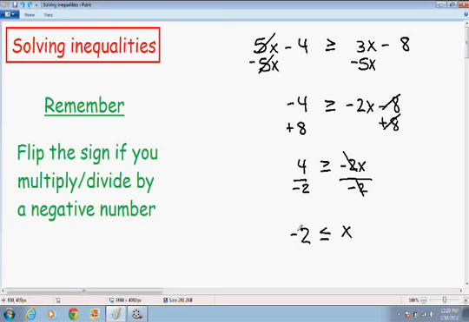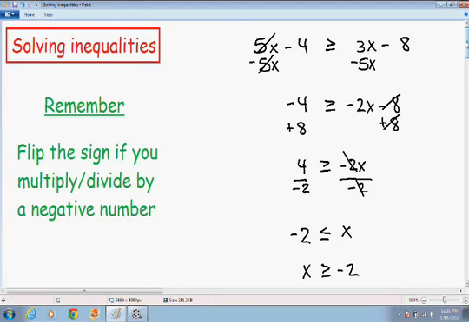So here we have our final answer. Negative 2 is less than or equal to x. But it's pretty standard to write your final answer with the x on the left-hand side. So this can also be written as x is greater than or equal to negative 2, which is once again the same answer as we got the first time we solved this problem.